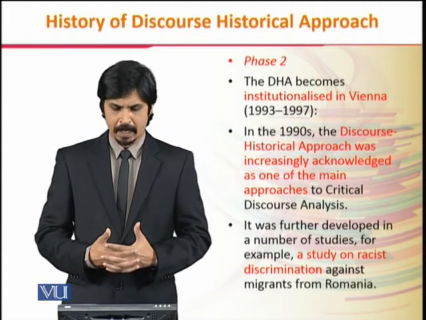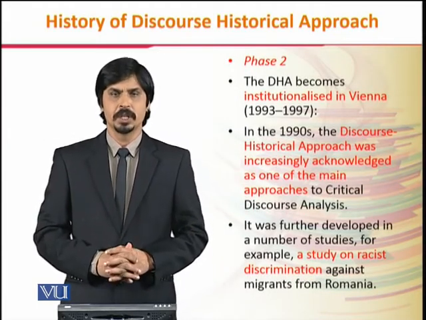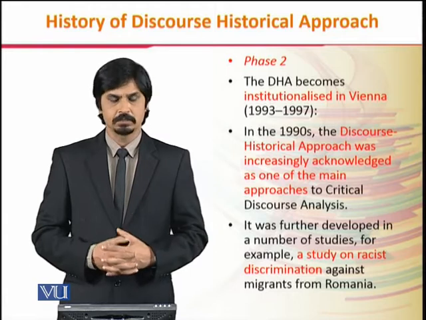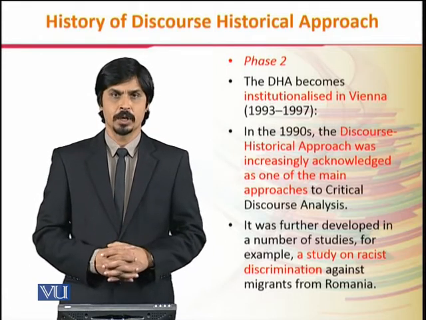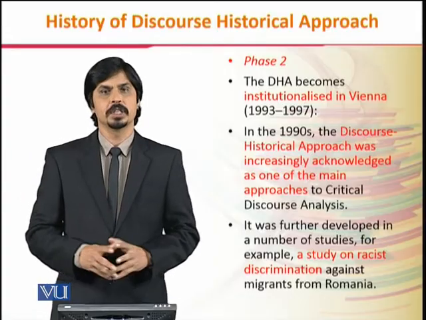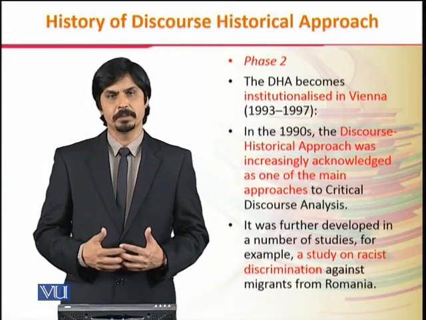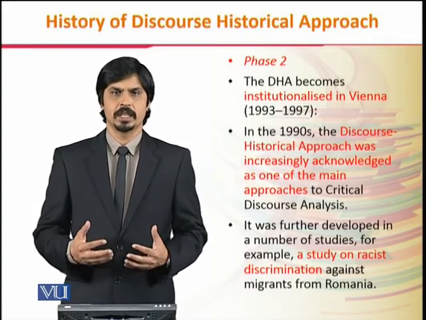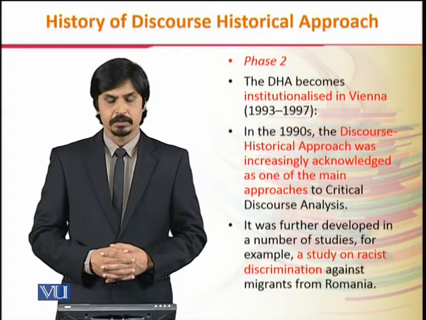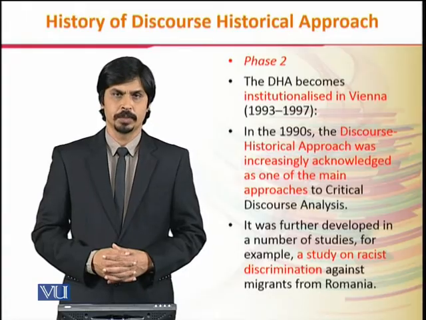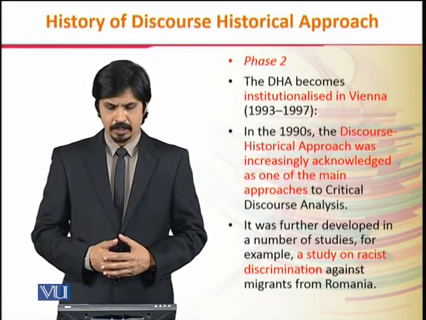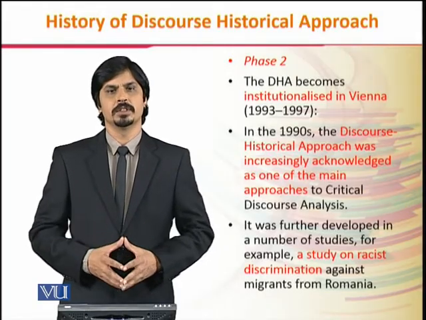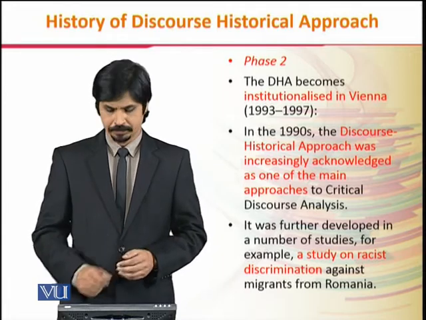And the next phase, which spans 1993 to 1997, we see DHA further prospering in Vienna, where DHA became institutionalized somehow. Here we can see that the discourse historical approach was increasingly becoming popular, and many other studies were being conducted at the same time. We can see studies on racist discrimination in European popular discourses, as well as about discourses against a certain community, for example, against the migrants from Romania.